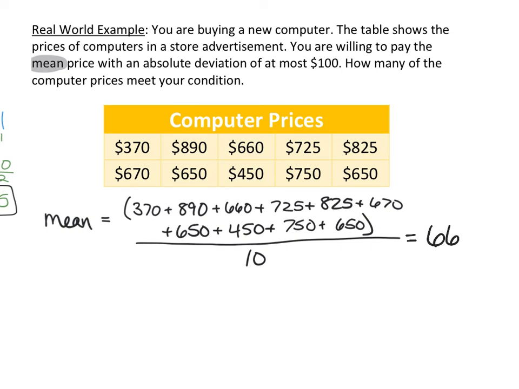664, yes. So that's the average price of a computer. And we're okay paying $100 more than that or $100 less than that. A deviation of $100. Specifically, at most $100. Those are the words we need to see.